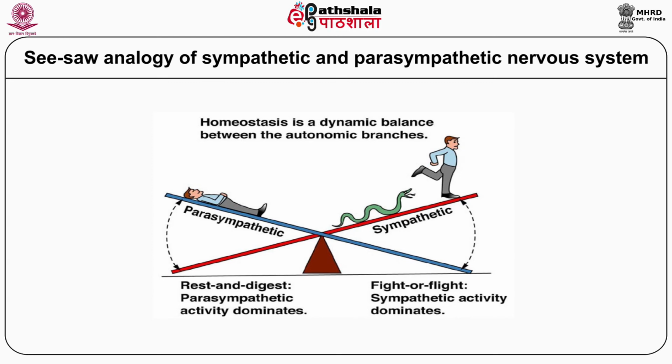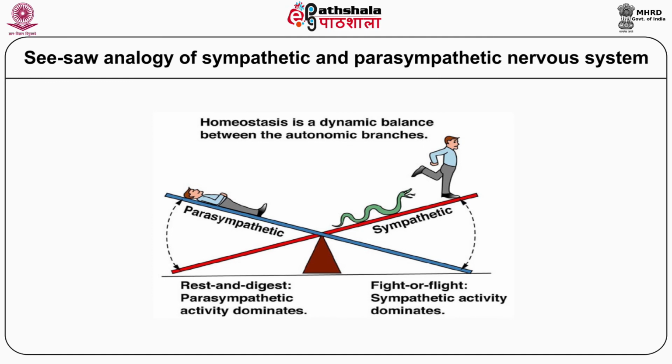The analogy of the two systems is a seesaw where they both are in motion, but one is more active and the other is less active. For example, during stress or danger, the sympathetic nervous system is responsible for the release of epinephrine that results in increased metabolic rates and activities of muscle tissues. The parasympathetic nervous system lowers the metabolic rate and hence is responsible for rest and digestion.